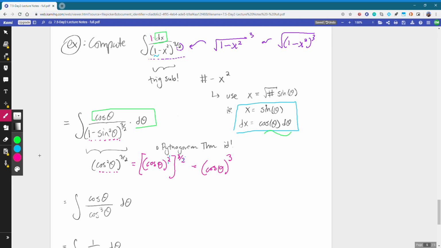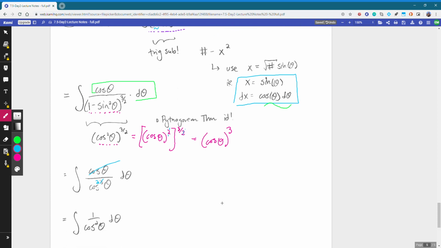Right, and right away we can start canceling some stuff. Cosine up top will cancel off with one of the cosines in the denominator. And we're left with integrating 1 over cosine squared. And here the question is, well, how can we do this? How can we integrate this function?